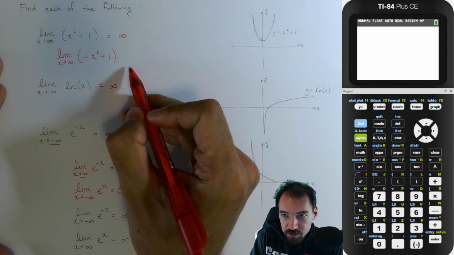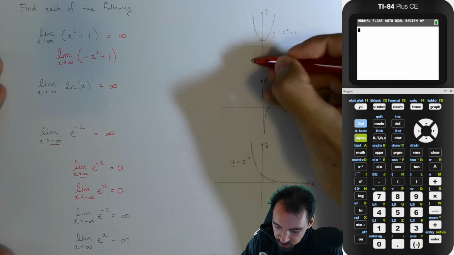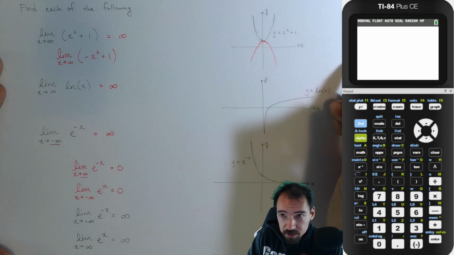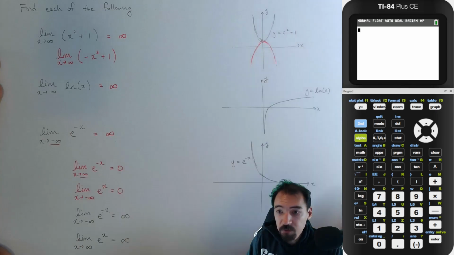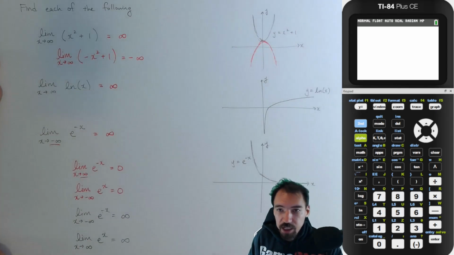What would this have done? Well, the parabola would be now upside down. So it would look something like this. So as x goes way out to the right, as x approaches infinity, the y values are going to go way down into the negatives. So we would say this is negative infinity.